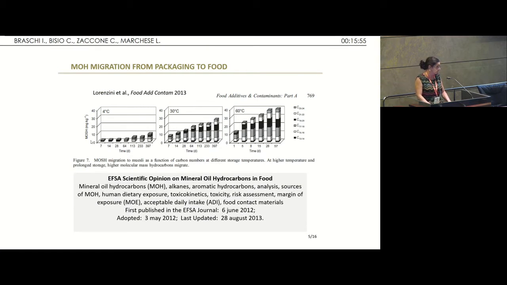Then we had to define the way these molecules can migrate to food. And for this reason, different experiments were conducted at different temperatures, and it was possible to see that the usually adopted accelerated migration test can move a different fraction of hydrocarbons. So it's not so straightforward to adopt an accelerated test to define what happens at, for example, room temperature.